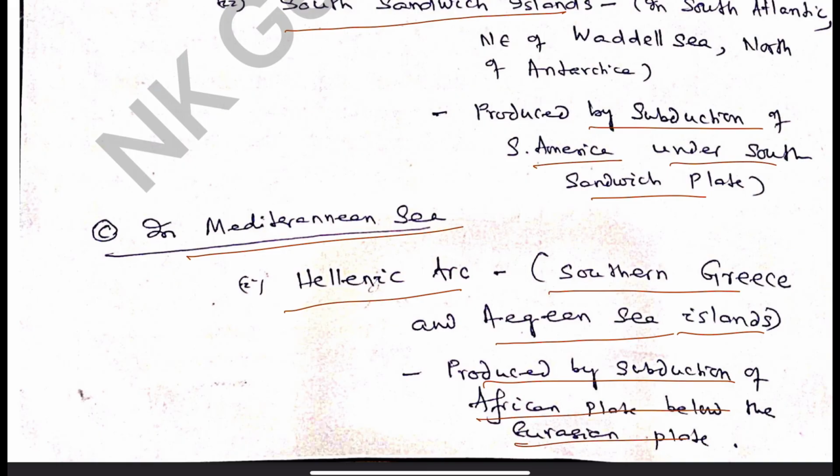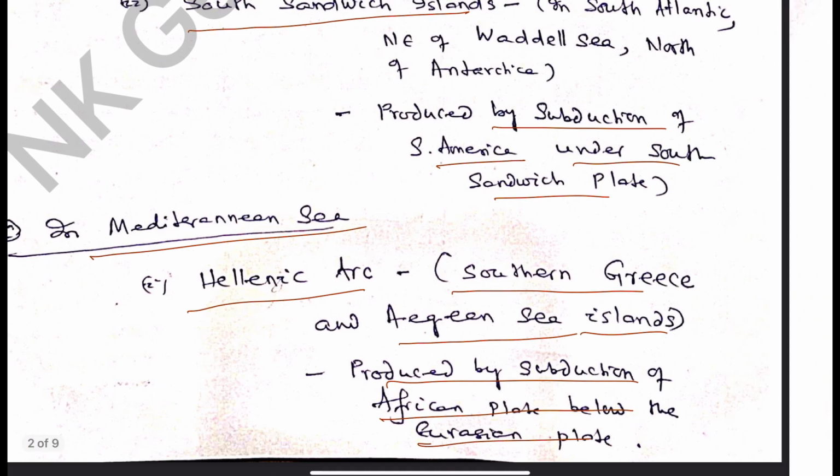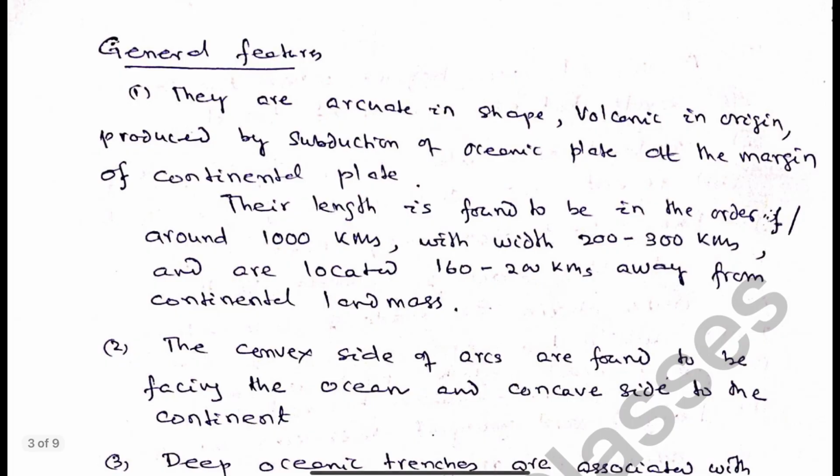So these are some of the examples of island arcs, and the island arcs are mostly concentrated in the Pacific Ocean, because all around the boundary of the Pacific Ocean there exists the convergent boundary zone, and therefore the oceanic Pacific plate subducts below the continental plates, and there the island arcs are found to be produced.